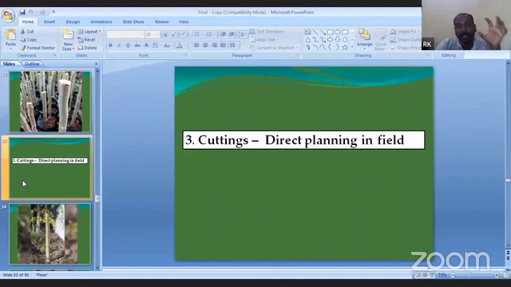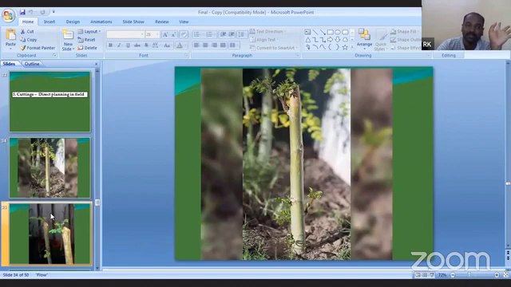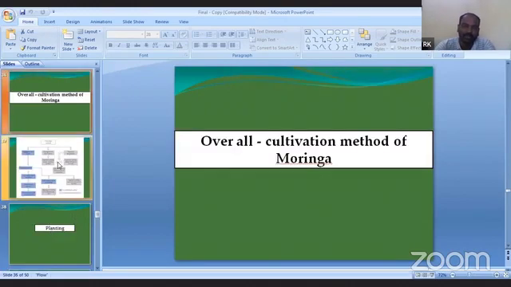And the third method is cutting directly planted in the field. What is that? We cut a big cutting, about 1 meter in height, and plant it directly in the field like this. These also have 1, 2, 3, 4 internodes, and then it sprouts. These are the three possible methods. When we plant, we put cow dung on the top and press it into a cap. That is essential, or otherwise the tissue will be damaged and it will not grow vigorously. That's all.